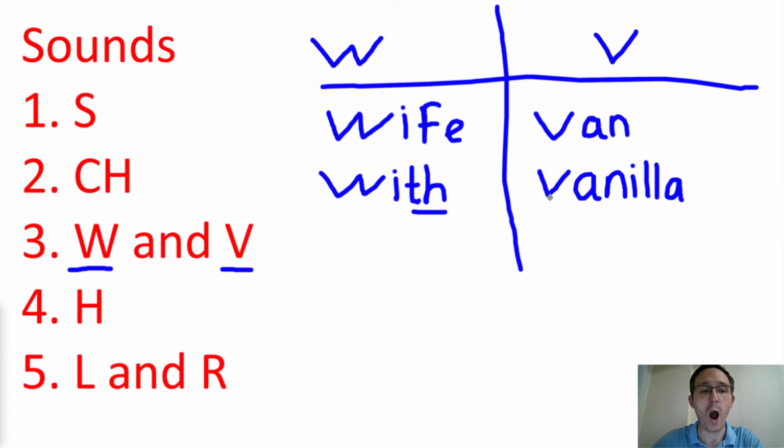This one is vanilla. So wa, va, with, vanilla, vanilla. Okay. All right.